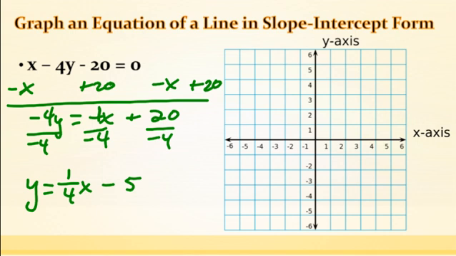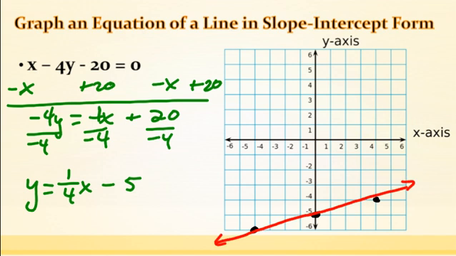So our y-intercept is at negative 5. And then I have a positive slope, so I go up 1 to the right 4. I could go down 1 to the left 4. I have my 3 points here. I can now draw my line.